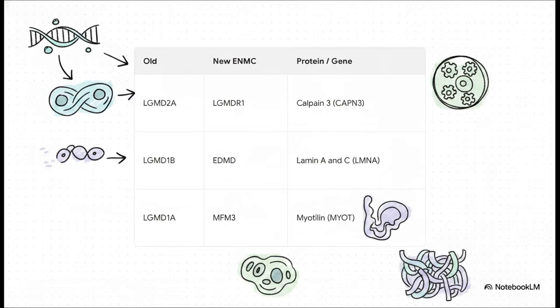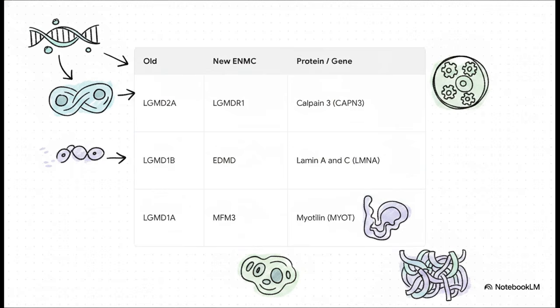Listen up, because board examiners absolutely love recent classification changes, so you really have to memorize this shift to the ENMC criteria. Historically, we used LGMD1 for dominant and LGMD2 for recessive, but the new system uses D for dominant and R for recessive. So the classic autosomal recessive LGMD2A now maps to LGMDR1, and that's caused by mutations in the CAPN3 gene for calpain-3.